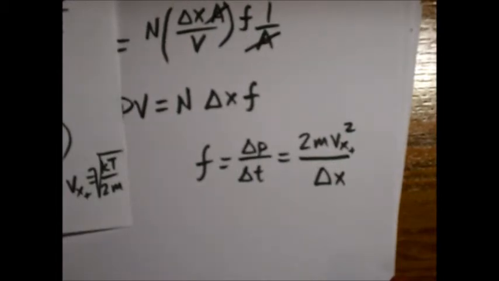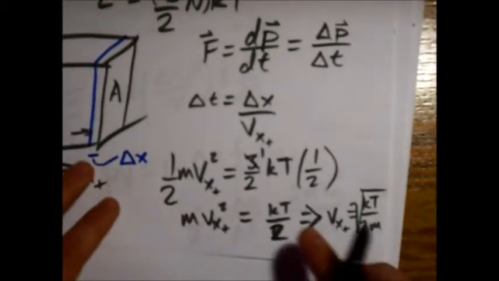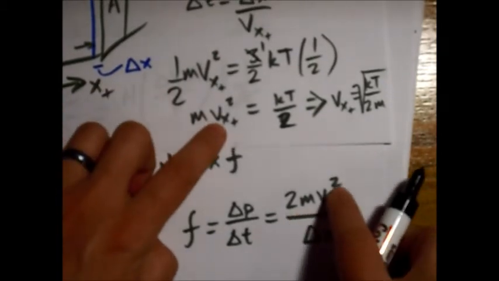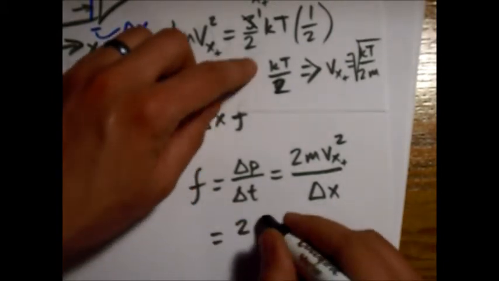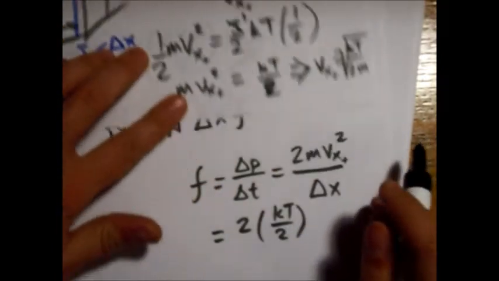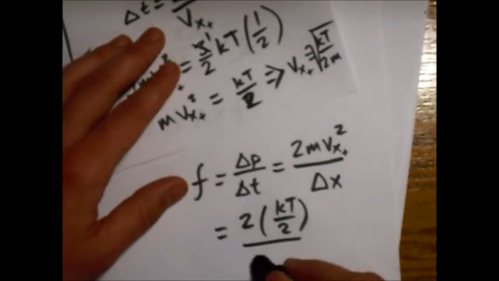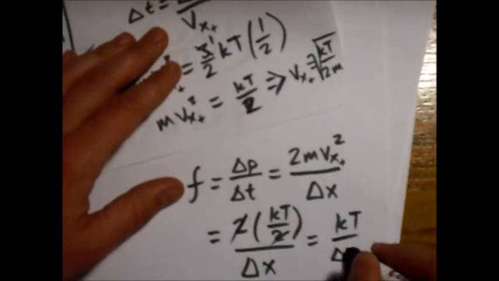And you know what? It looks like it's going to be even more convenient than what we had already. Maybe we didn't have to go through finding just the v by itself. We can stick with this part of the equation right here because we have this nice m vx plus squared part. So let's go ahead and substitute that part in. So we have 2, and then we have kT divided by 2. I just took this m vx squared plus this part and put this kT over 2 in. Alright, and then divided by delta x. So these 2's cancel out, and we just get kT over delta x.